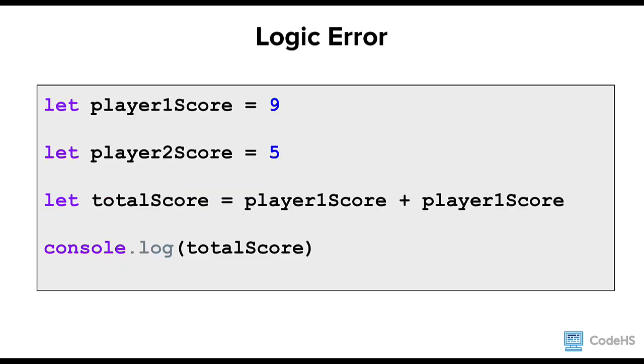Logic errors can be harder to spot. The code on the screen will run with no errors, but it may not run as intended by the programmer. There are two players and we want to print their combined scores. But when we run this program, the total score printed is 18. It should be 9 plus 5, which is 14. So what's going on? Where's the error? It looks like we have player 1's score being added to itself instead of adding player 1 and player 2 scores. Let's fix this. Now when we run the program, it prints 14 and runs as intended. Problem fixed.